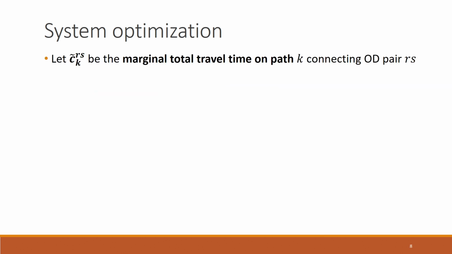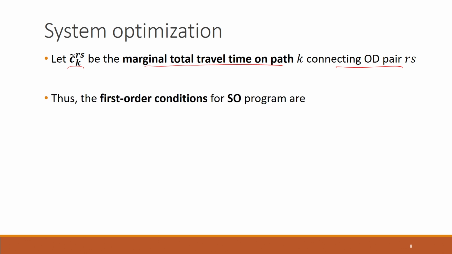So before we can define and understand this system optimization formulation further, let us represent the marginal total travel time on path k connecting OD pair rs by c_k^rs tilde. Therefore, the first order conditions for the SO program are as follows. Now we are not deriving these first order conditions for the SO program, but the derivation follows in the same way as it does for the first order conditions of user equilibrium.